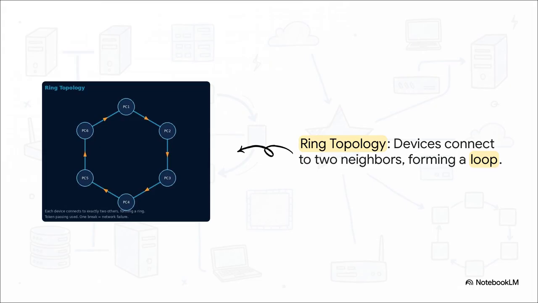Let's switch gears and look at the ring topology. This builds a continuous, closed circular loop where each device connects to exactly two neighbors. Data travels around this ring, usually using a very strict token passing system. Think of it like a talking stick in a group meeting. Only the computer holding the digital token is allowed to transmit data. This completely eliminates data collisions.